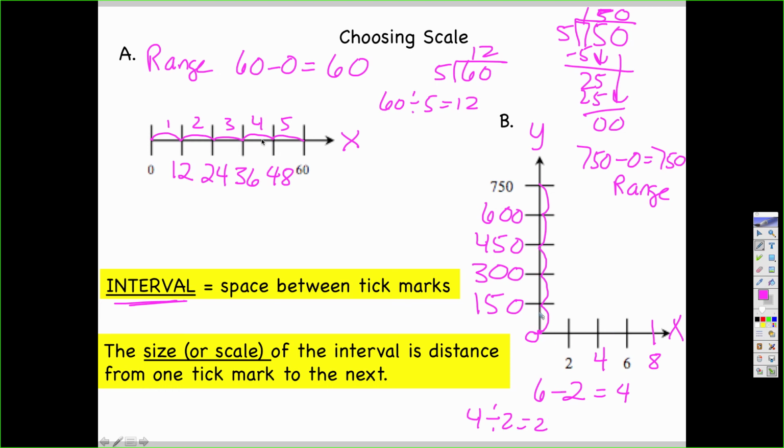You could also do, since we know this is 0, because this is where the x and y intersect, I could go 6 minus 0. 6 minus 0 is 6. So my range could be 6, in which case I'm going to have 3 intervals. I have to start at the 0, the number I started with. 1, 2, 3. So 6 divided by 3, and the interval is still 2.